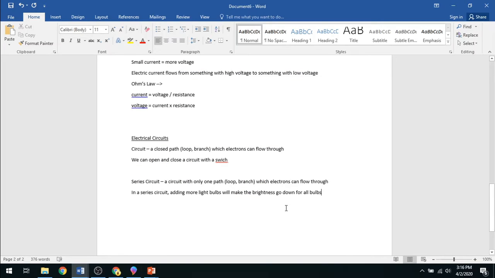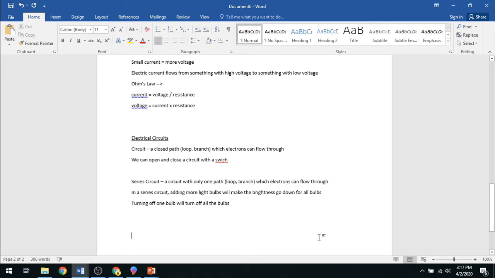Also in a series circuit, we'll say that turning off one bulb will turn off all the bulbs. Okay, so I kind of gave you a little preview of it, but there's a different type of circuit. This series circuit only has one path.